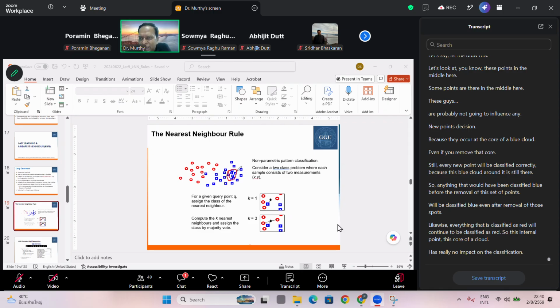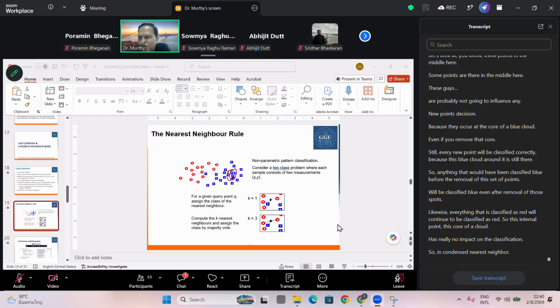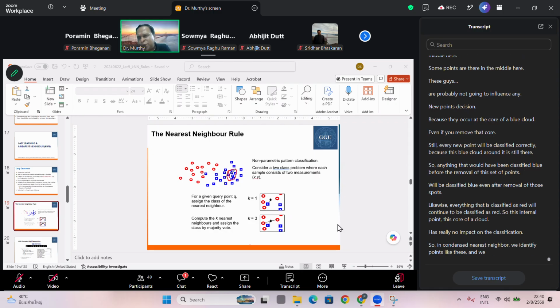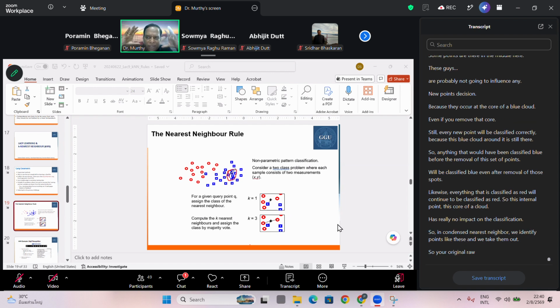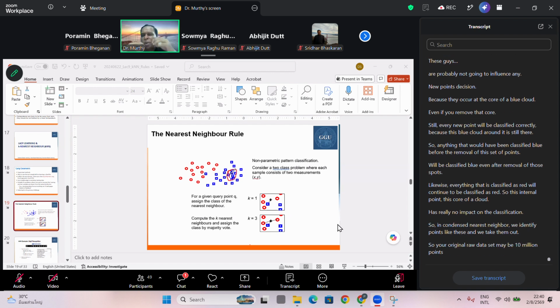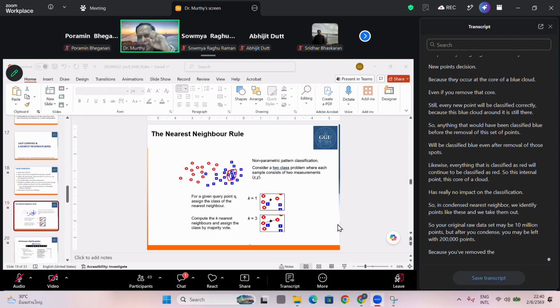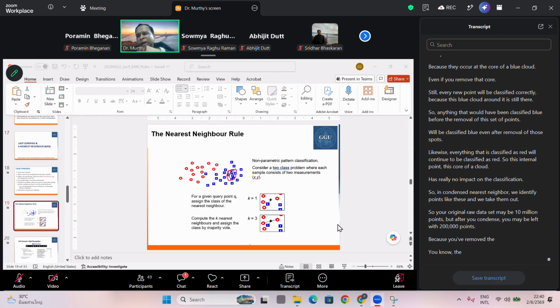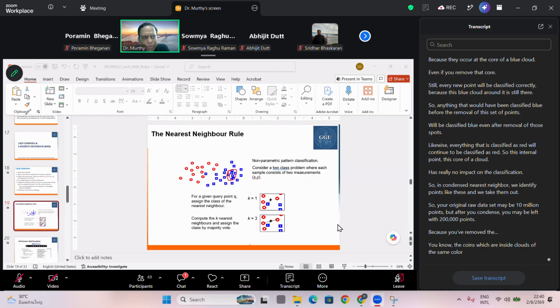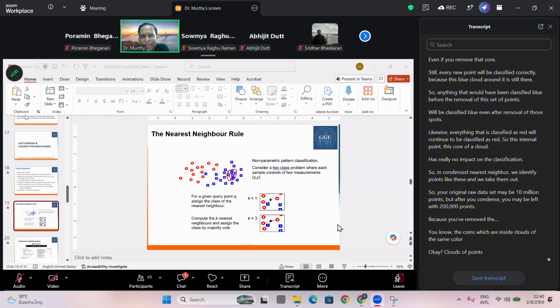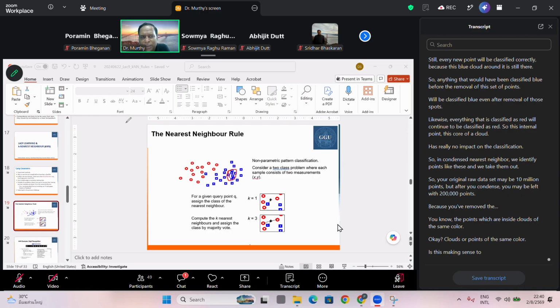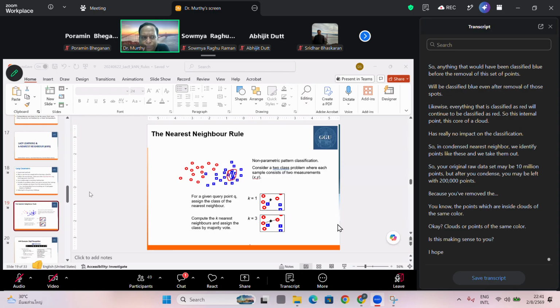So in condensed nearest neighbor, we identify points like these and we take them out. Your original raw data set may be 10 million points, but after you condense, you may be left with 200,000 points because you have removed the points which are inside clouds of points of the same color. Is this making sense to you? I hope it is.